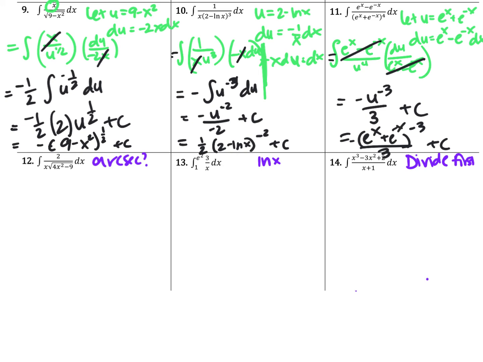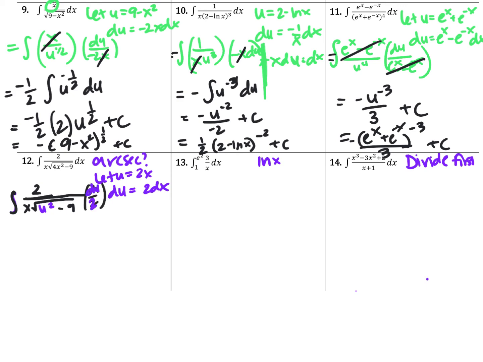All right, number 12 is arcsecant, and it's a little bit difficult to see without showing the u substitution. So I'm actually going to do that. I'm going to let u equal 2x, which means that du is going to be 2 dx. So I can rewrite this integral. This is staying the same. This 2 in the numerator is from the original problem. X times the square root of 4x squared is going to become u squared minus 9. And this is going to be times du over 2.